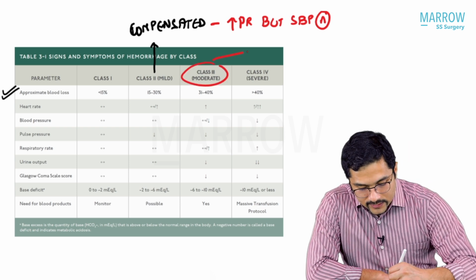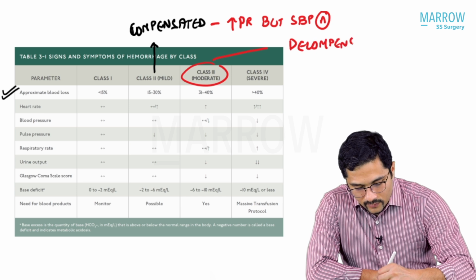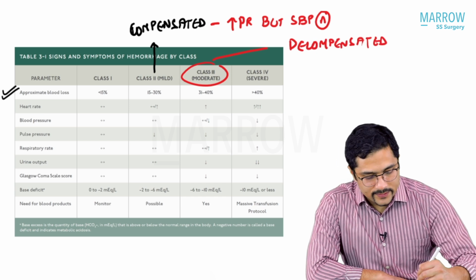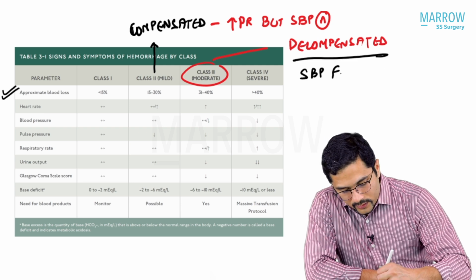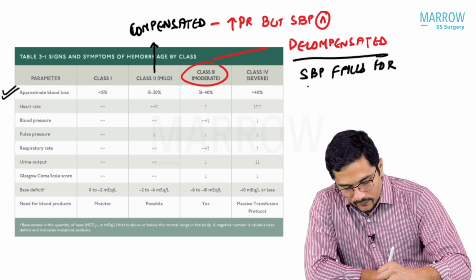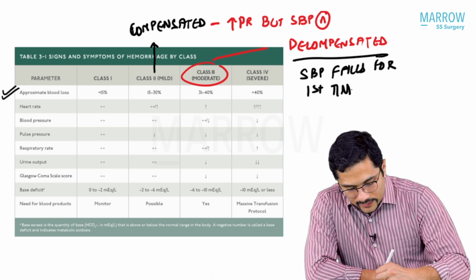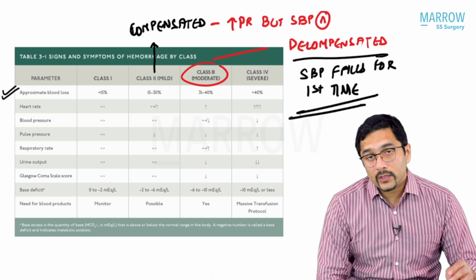Class 3 is decompensated, that means that systolic BP falls for the first time. Systolic BP falls for the first time in class 3 shock. This is also a very important question which you should know for the exam.